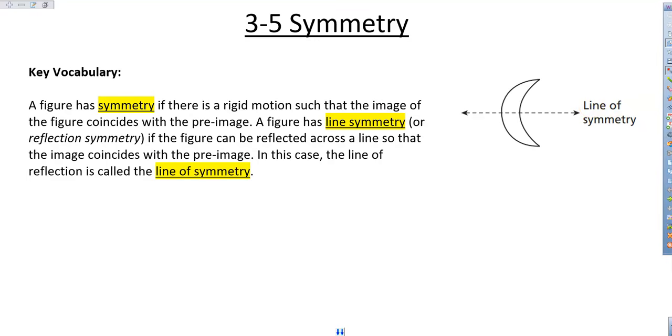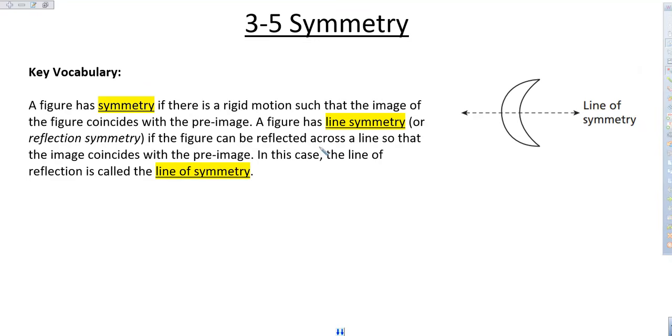Hey everyone, today we are looking at section 3.5, which is all about symmetry. So when we look at symmetry, we know that a figure has symmetry if there's a rigid motion that can map the figure back on top of itself. There are two types of symmetry that we're going to look at.